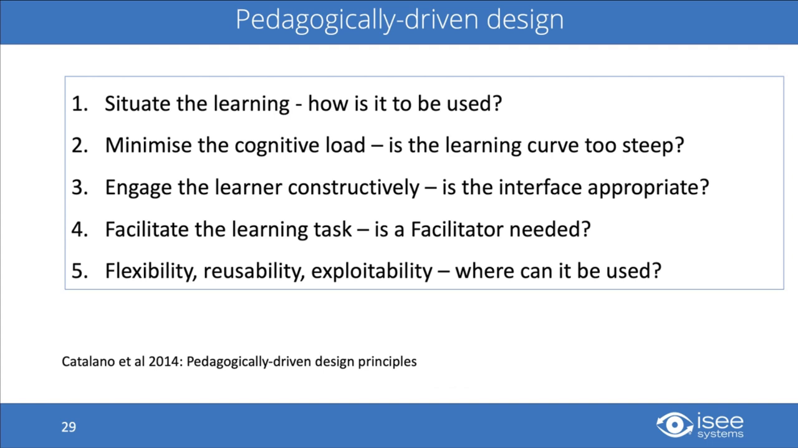The last point that Catalano talks about is the flexibility, reusability, and exploitability. Where can it be used? Again, the original case studies were probably too rich, but there was this idea that, oh, these are great because they have so much richness, they can be used anywhere. So trying to get that balance right.